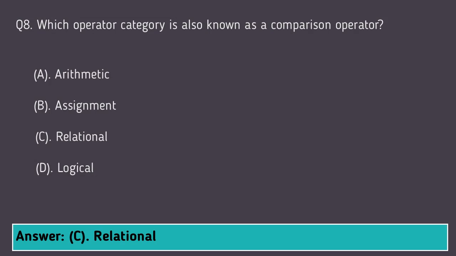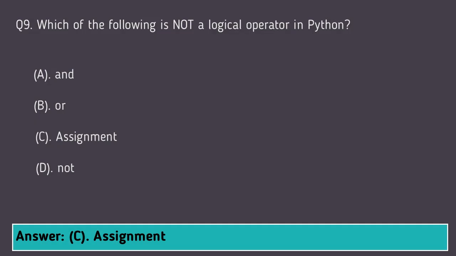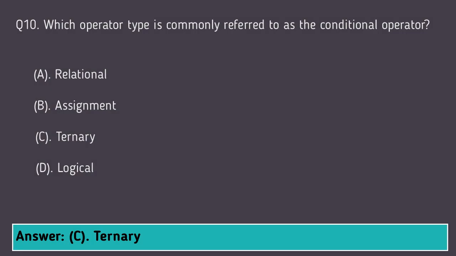Relational operators compare values and are also called comparison operators. Assignment is not a logical operator. Logical operators include and, or, and not. The ternary operator is often called the conditional operator.